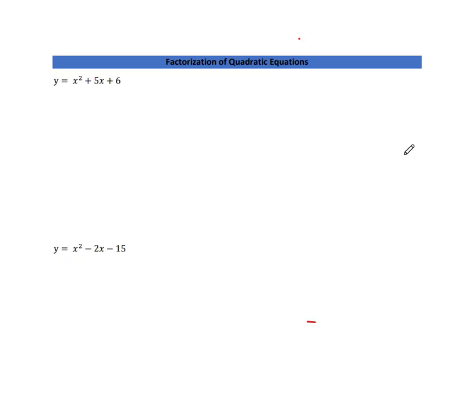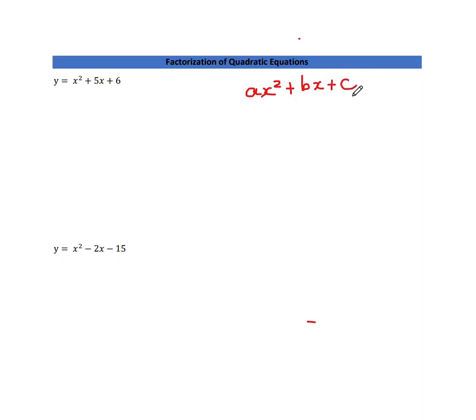In this lesson I will be looking at the factorization of quadratic equations, and we'll be using this technique to both come up with the factors of the quadratic equations as well as to solve the quadratic equations. Now a quadratic equation takes the form of y equals ax squared plus bx plus c.